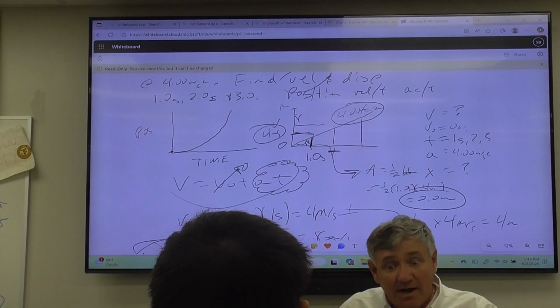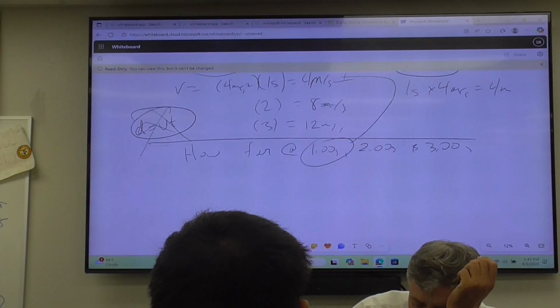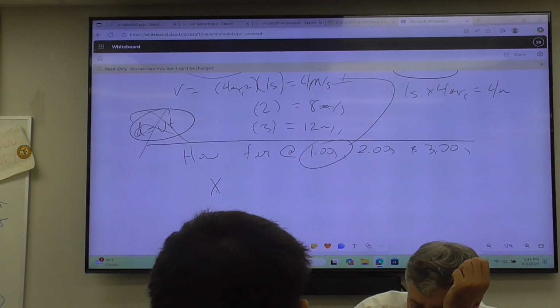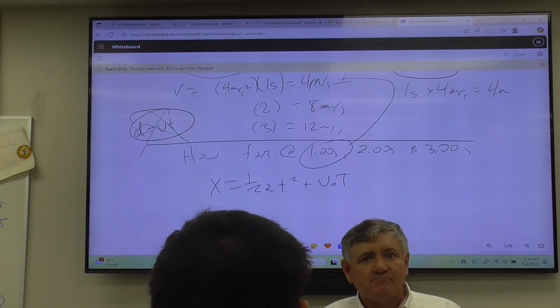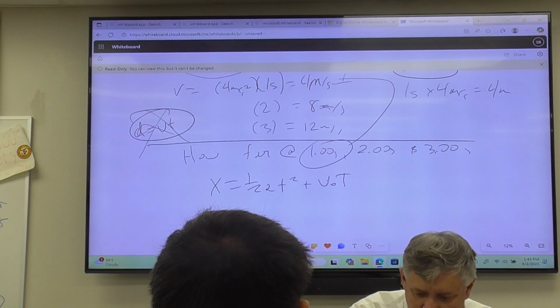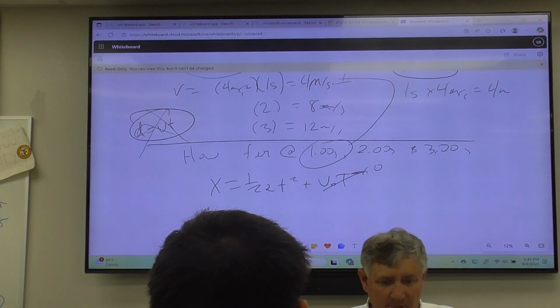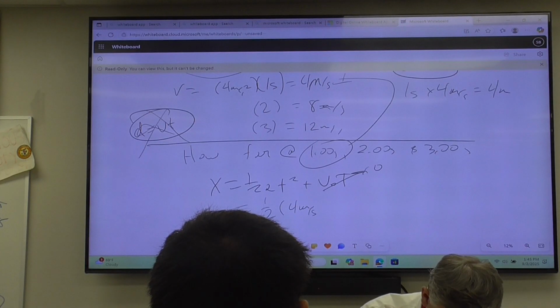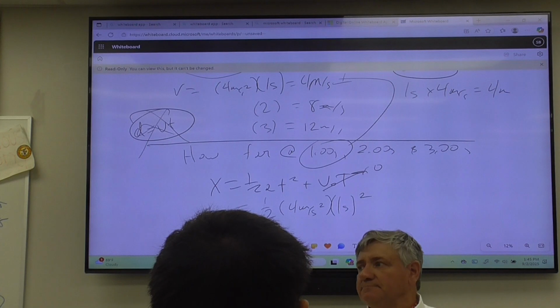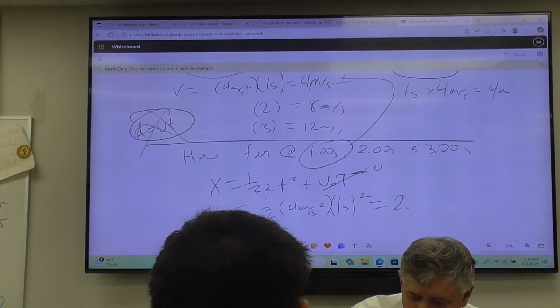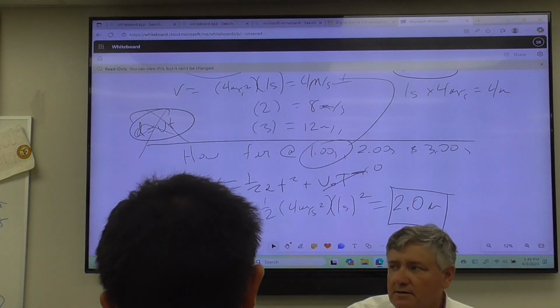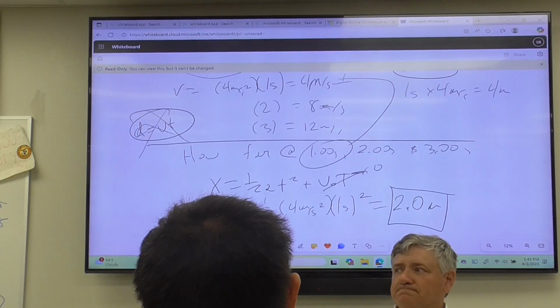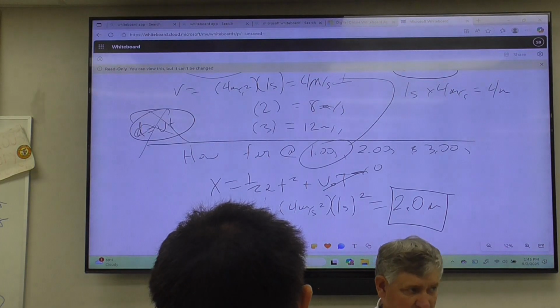Now, but math to the rescue. What I would recommend is that you go, oh, x equals 1/2 a t squared plus v naught t. Oh, what's my initial velocity? 0. Okay, don't have to worry about that part of it, okay? I know my acceleration, 1/2 times 4 meters per second squared times 1 second squared. Oh, check my math, I get 2 meters. Cool. I get the same answer, okay, which I should.